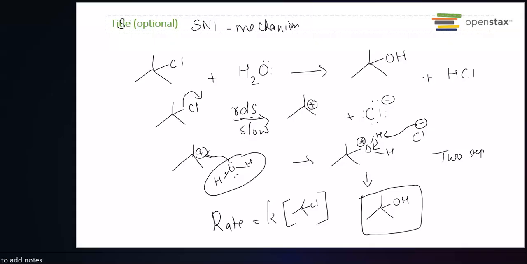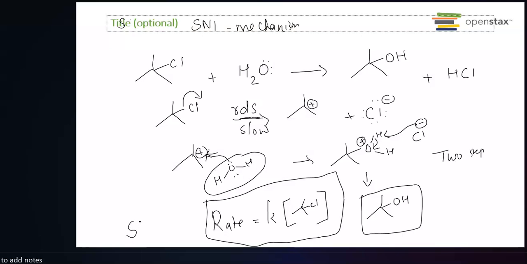See, this is my nucleophile and it comes in the second part of the step. However, the first step does not involve nucleophile, therefore the rate depends only on the substrate. That is why it is called the SN1, where 1 stands for unimolecular. It depends only on the substrate.